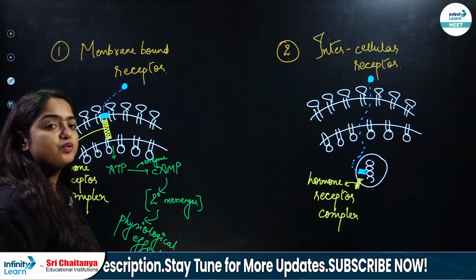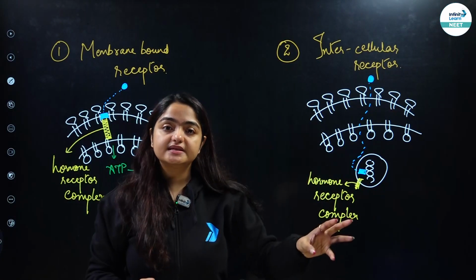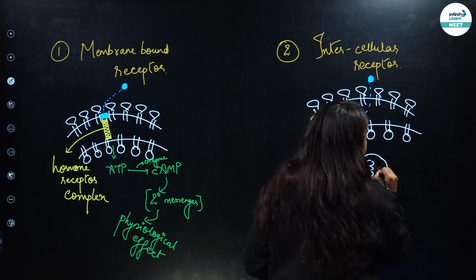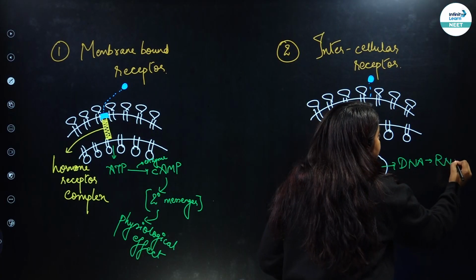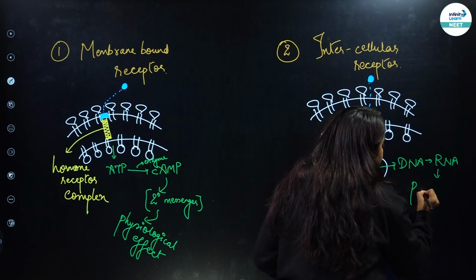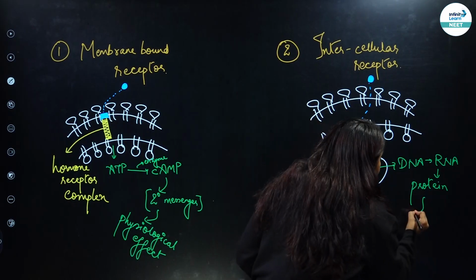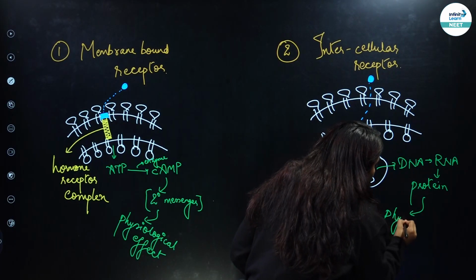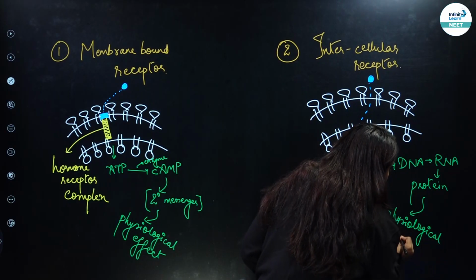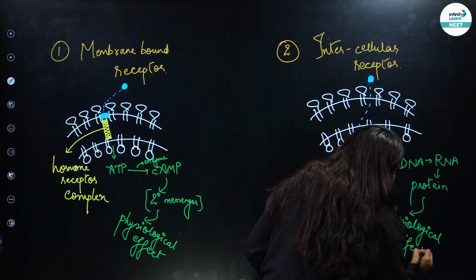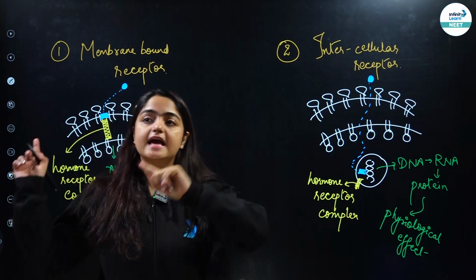And because of this hormone receptor complex, now what will happen? Now the usual central dogma process will take place. DNA is converted into RNA, that is your transcription. RNA is converted into protein, that's your translation, and ultimately the protein will be responsible for showing the physiological effect. Okay, so that is how things take place in the intercellular receptor case and the membrane bound receptor case.